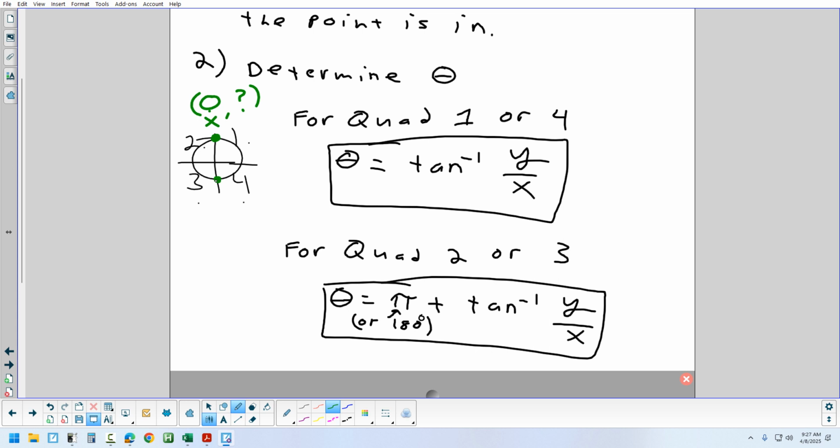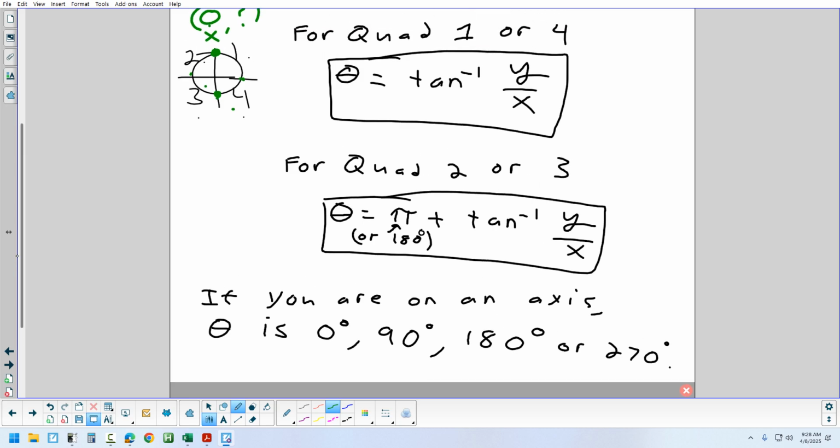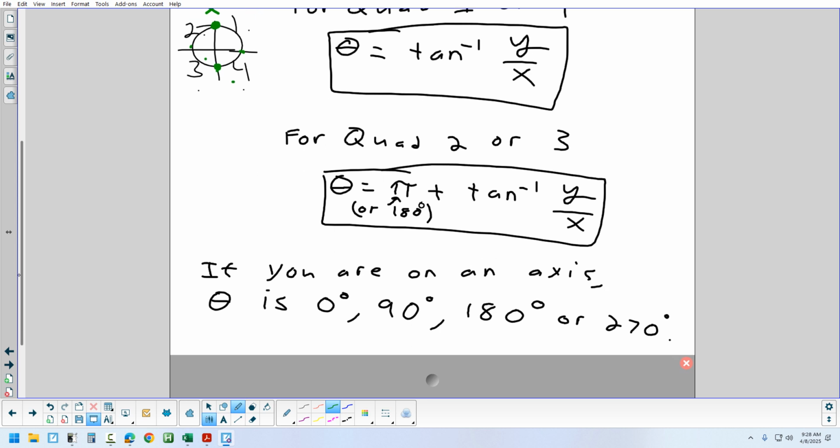So what do you do if you're on an axis? Well, you have to memorize the answer. It's either 0, 90, 180, or 270. It's one of those 4. So now, between memorizing the answer if you're on an axis and using one of these formulas if you're in a quadrant, it covers everywhere the angle could be. Okay, so that's how you find your angle, using the x and the y.